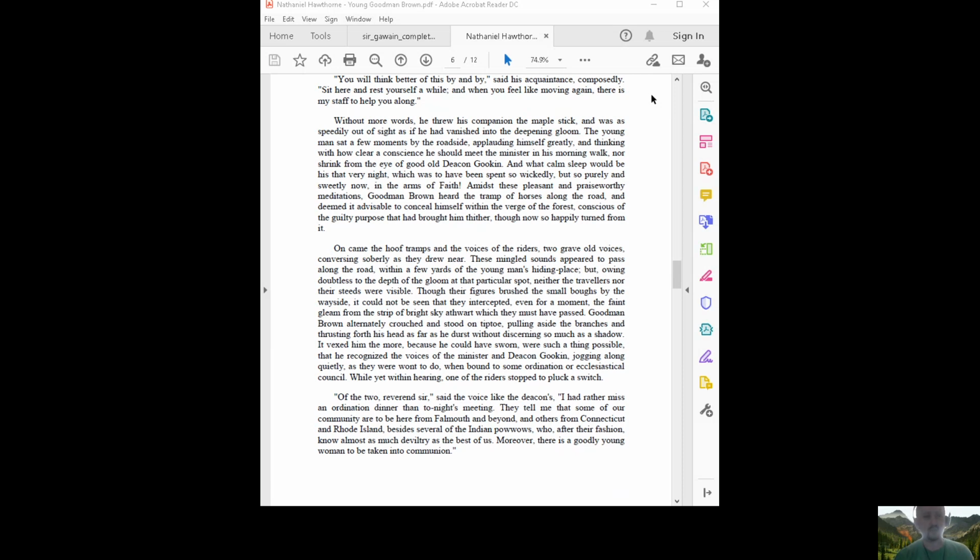And what calm sleep would be his that very night, which was to have been spent so wickedly, but so purely and sweetly now in the arms of faith. Amidst these pleasant and praiseworthy meditations, Goodman Brown heard the tramp of horses along the road and deemed it advisable to conceal himself within the verge of the forest, conscious of the guilty purpose that had brought him thither, though now so happily turned from it.